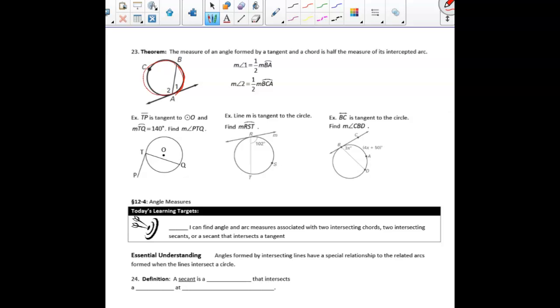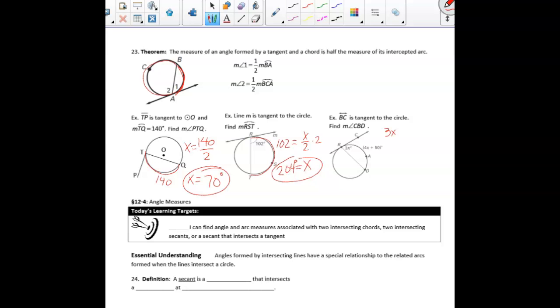So, example number 1. Line segment TP is tangent to circle O, and the measurement of arc TQ is 140 degrees. We want to find this angle. Well, we're just going to go x equals 140 divided by 2, x equals 70 degrees. This is 102 degrees. So 102 equals x divided by 2, multiplied by 2, that equals 204. So 204 degrees is this arc right here.